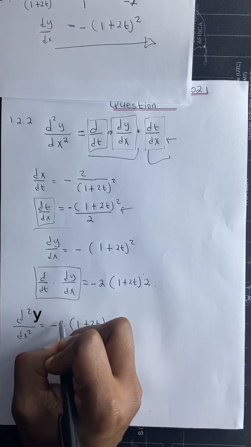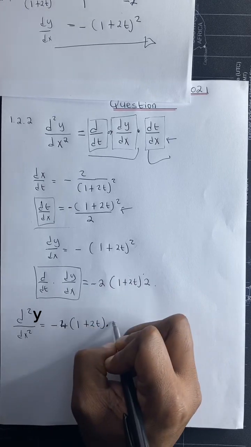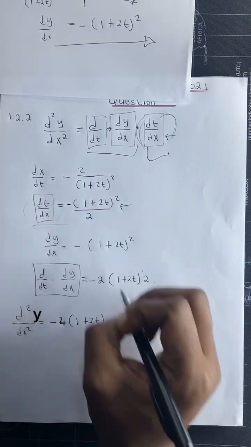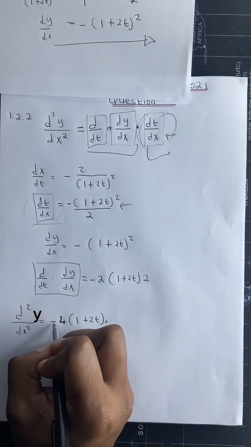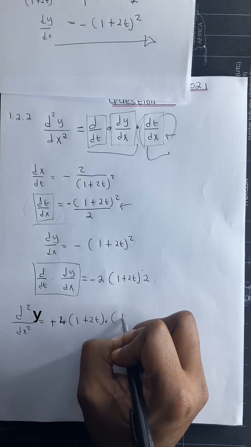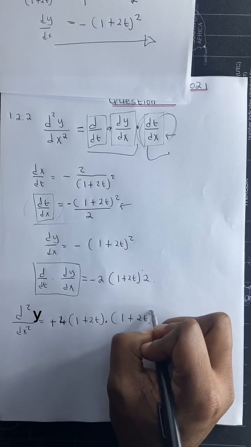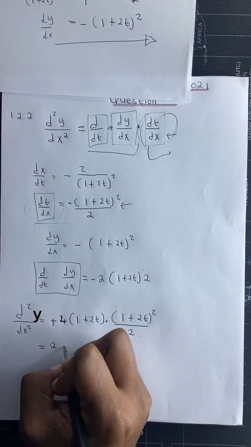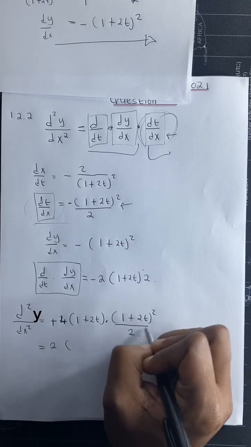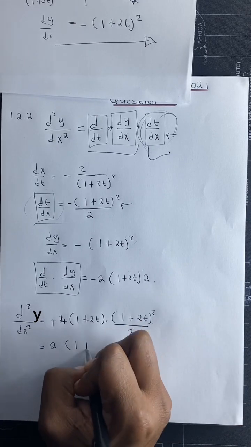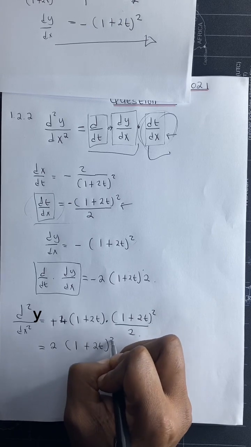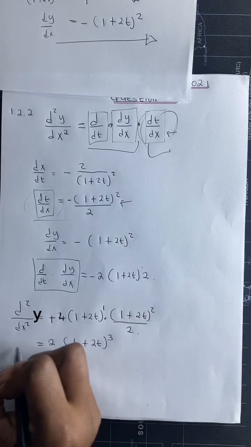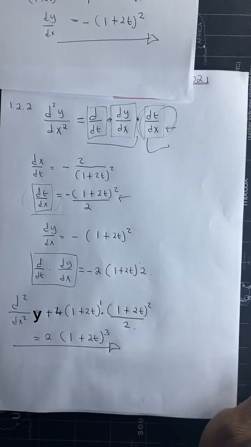So this 2 multiplied by that 2 will be equal to 4, multiplied by dt over dx. So the dt over dx is negative, so that negative multiplied by this negative will be positive: (1 plus 2t) squared over 2. 4 divided by 2 is 2. And this (1 plus 2t) multiplied by that (1 plus 2t) squared will be (1 plus 2t) raised to the power 3. So the bases are the same, we have to add the exponents. So this will be our answer for question 1.2.2.